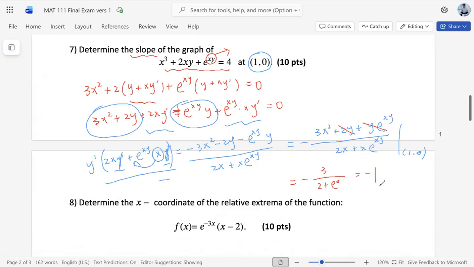So the slope at (1, 0), tangent to this curve, is just negative 1.